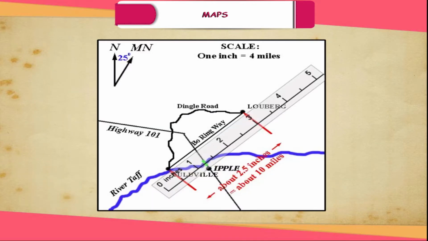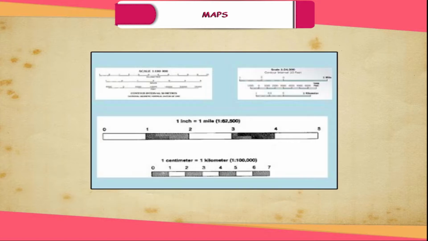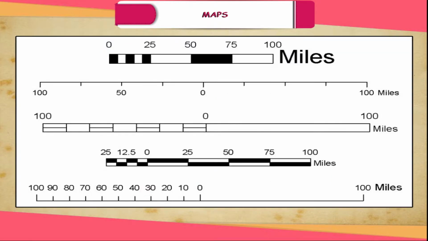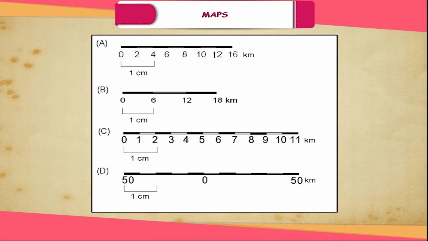Scale. Maps are drawings which reduce the entire world on a piece of paper, but this reduction is done very carefully so that the distance between the places is real. It can only be possible when a small distance on paper represents a large distance on the ground. Therefore, a scale is chosen for this purpose. A scale is a ratio between the actual distance on the ground and the distance shown on the map.